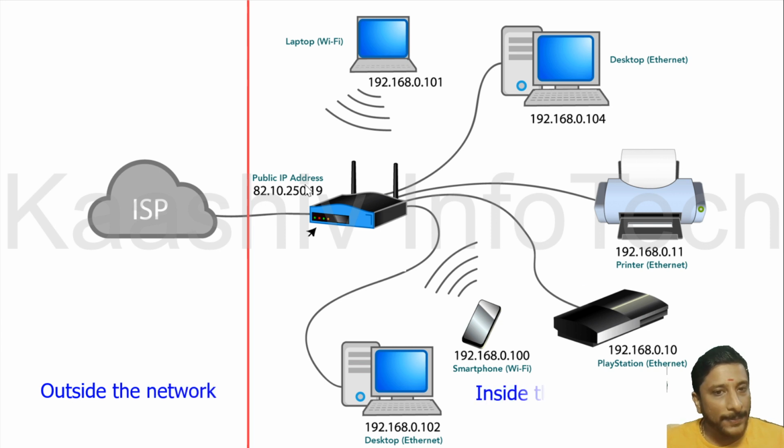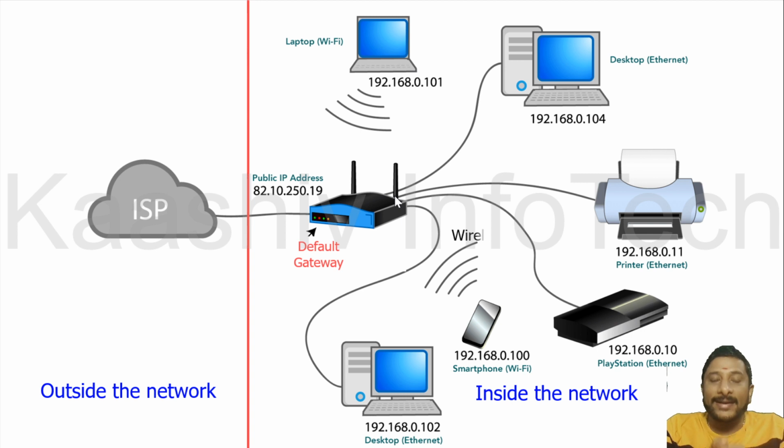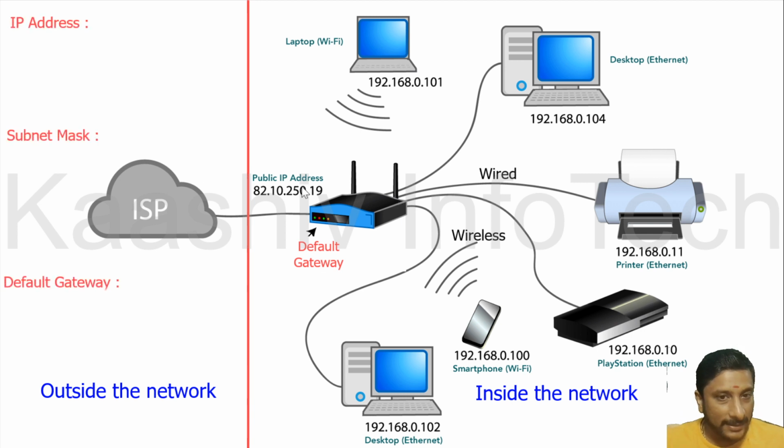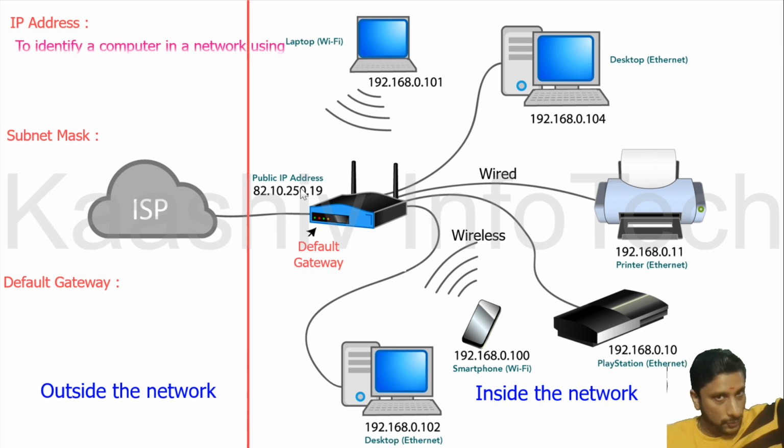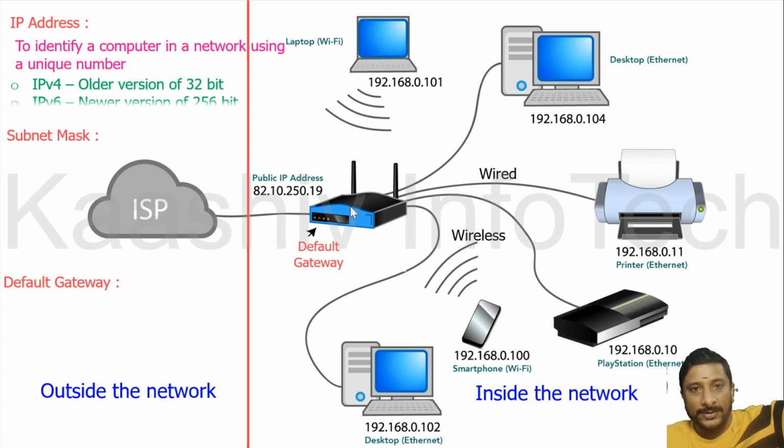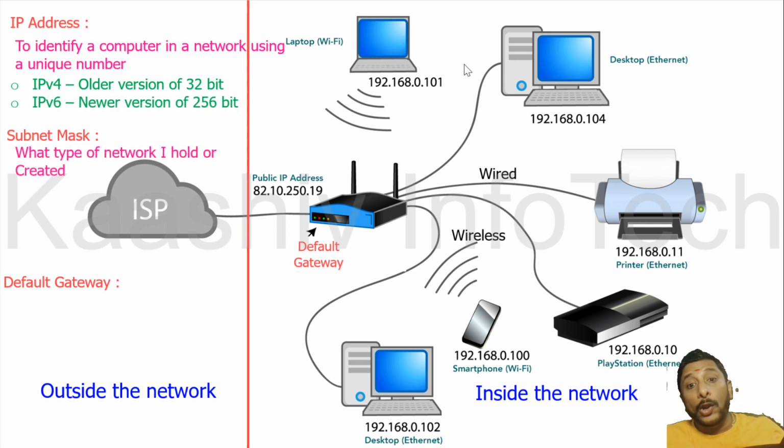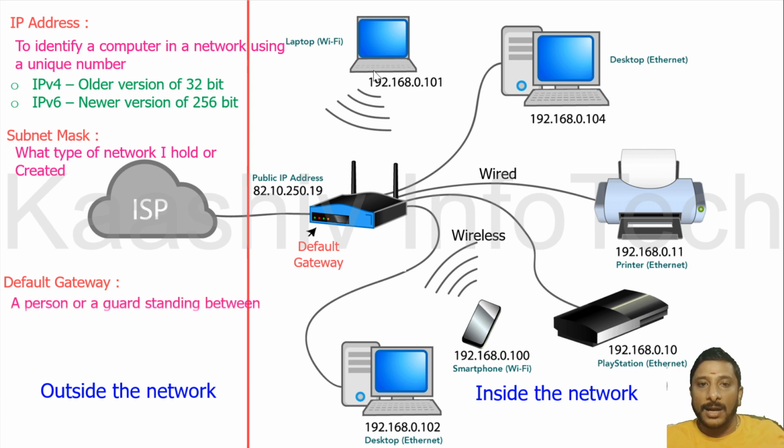This is the IP address which is allocated to Venkat's home or Venkat's office, the Kashiv Infotech office. This is the IP address for which I'm paying money to Jio. Only one IP address is given to this router, and this router can allocate a lot of local IP addresses to connect multiple devices. This is inside my office and this is outside the network, and the connection can be wireless or wired.